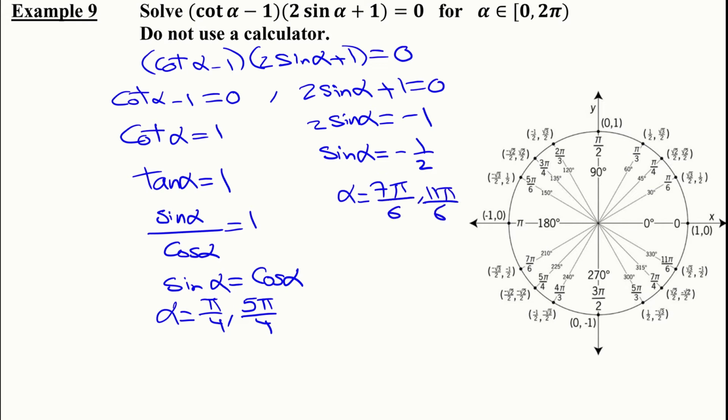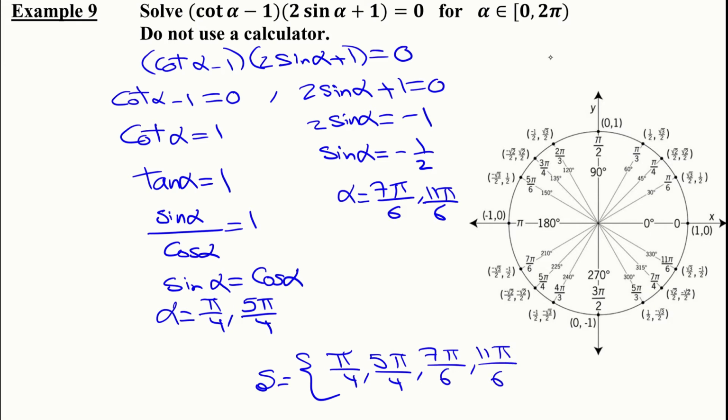All right, if we want to present our answers in a professional manner, we'll go ahead and put them in a solution set. So we're going to have pi over 4, 5 pi over 4, 7 pi over 6, and 11 pi over 6. Now, had they requested these in degree measure, we could have easily done that too. So pi over 4, of course, we know is 45 degrees.